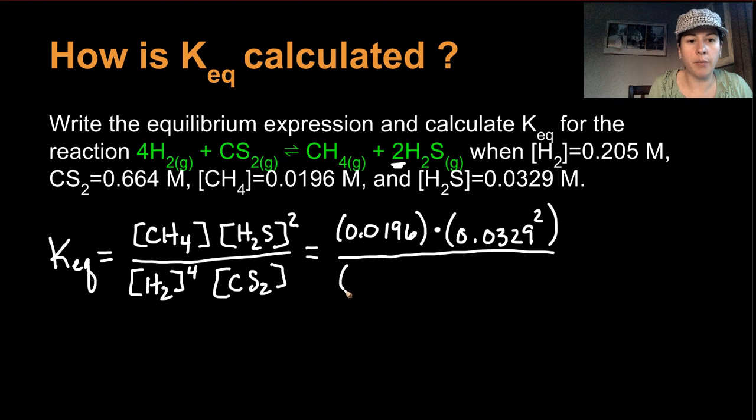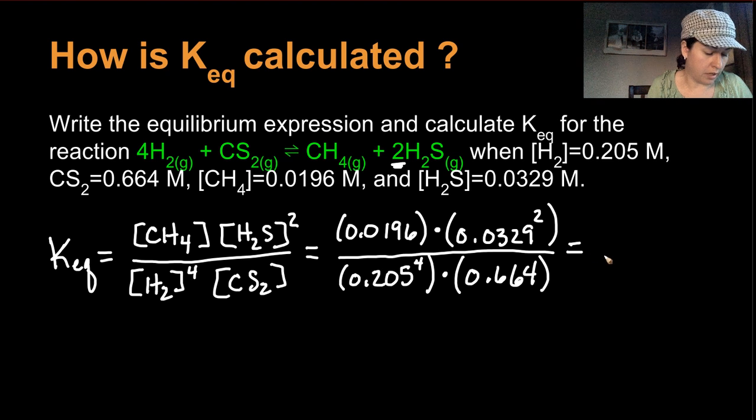On the bottom, we are going to have the value for H2, which is 0.205, and that's going to be to the fourth power. Okay, do that fourth power there first before you multiply them. And then the carbon disulfide, which is 0.664. Okay, multiply across the top, across the bottom, divide top by bottom, and we end up with a value of 0.0181.